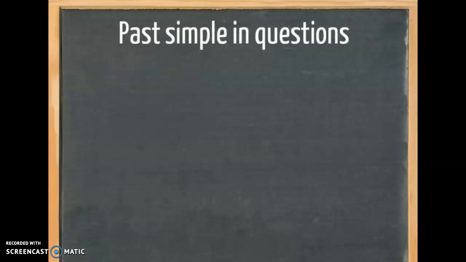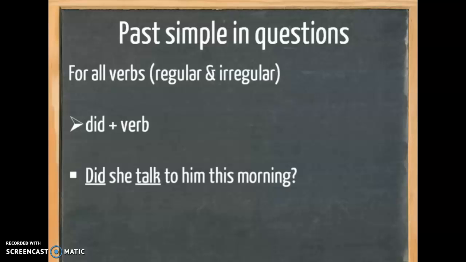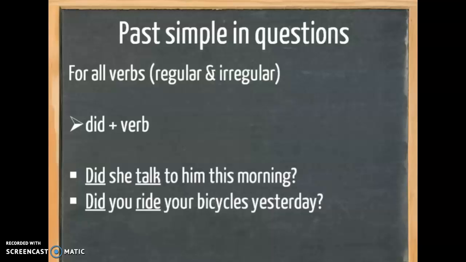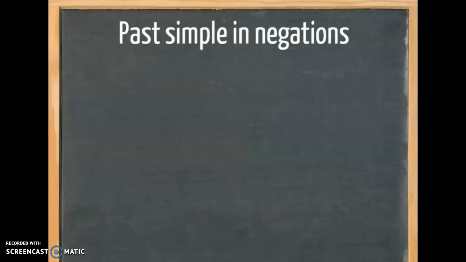When we form a question, for all the verbs, the regular and the irregular ones, we use the past simple of to do, which is did, plus the verb. For example, did she talk to him this morning? Did you ride your bicycle yesterday? And did they work on the farm last year?